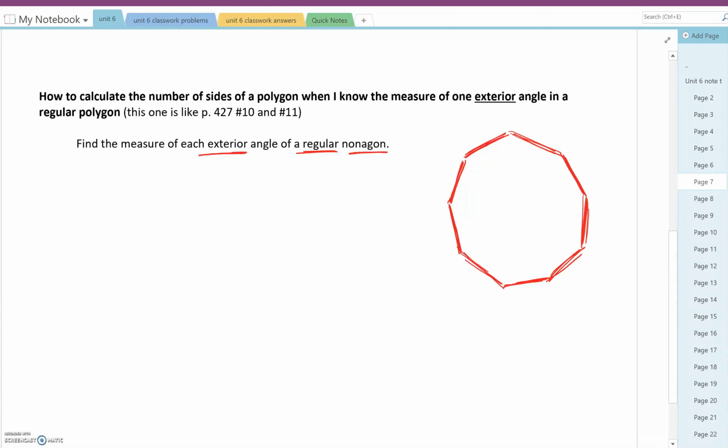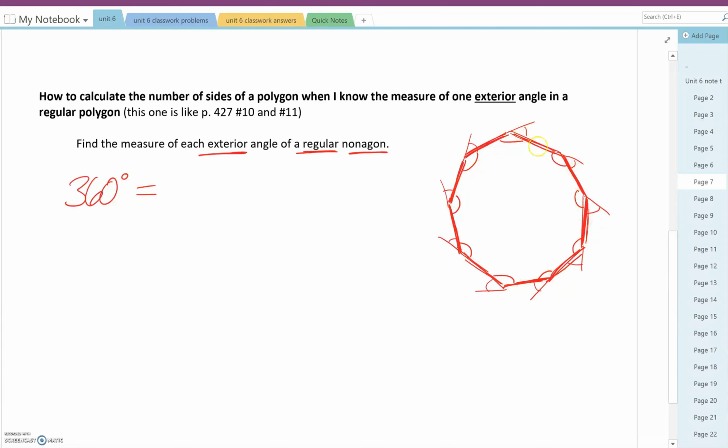So a 9-sided shape. Regular again means that every single angle inside of the polygon is the same. So all these angles are congruent. That means that every single exterior angle is also congruent. And that makes our life a lot easier in solving this problem, because once again, no matter how many sides a polygon has, if I'm looking at exterior angles, they're always going to add up to 360 degrees.